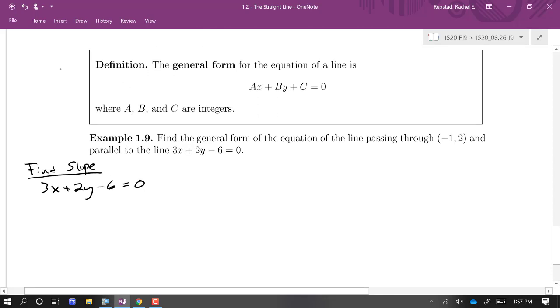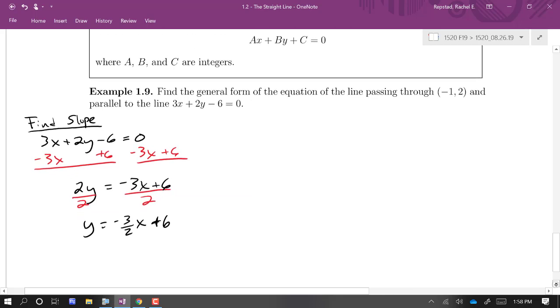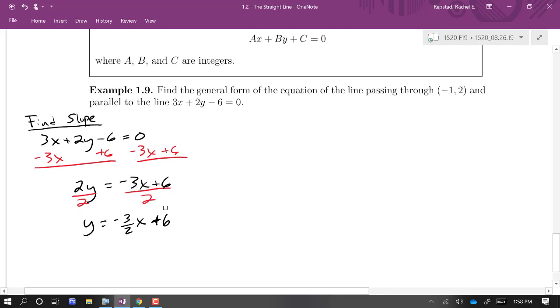I'll subtract 3x and add 6 to both sides. And then divide by 2. So we get y equals -3/2 x plus 3. So what does that tell us? Plus 3, right? Oh yeah, thank you. The slope is -3/2.